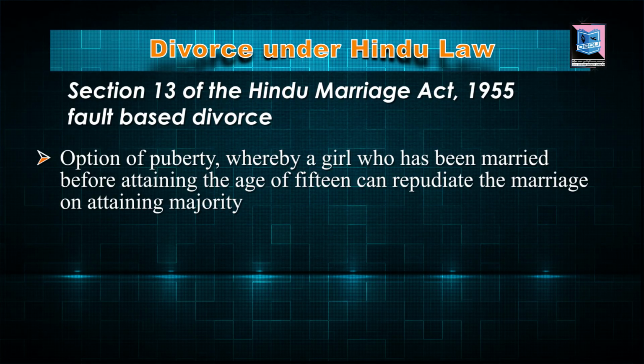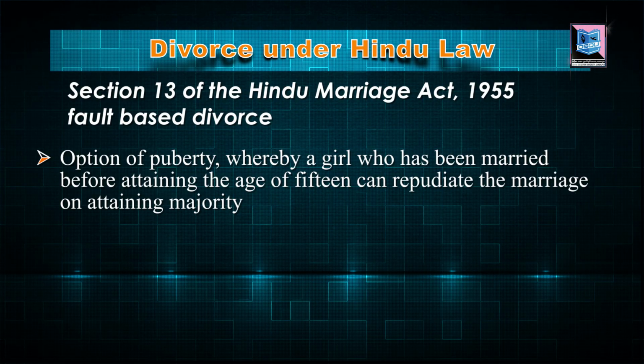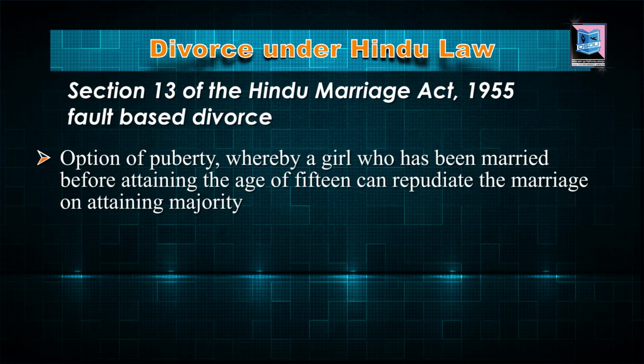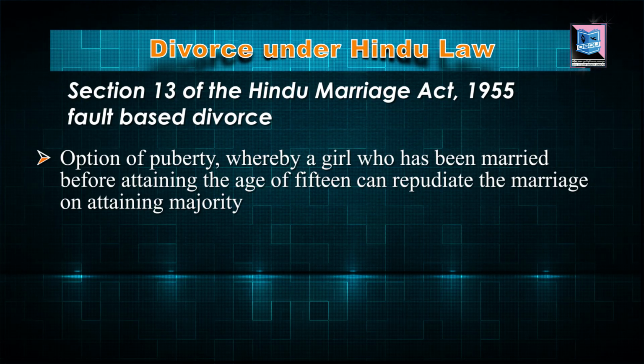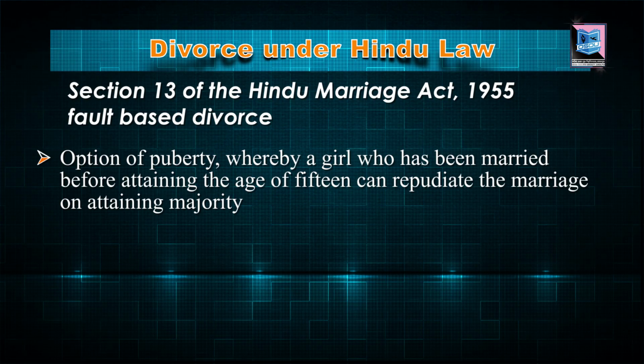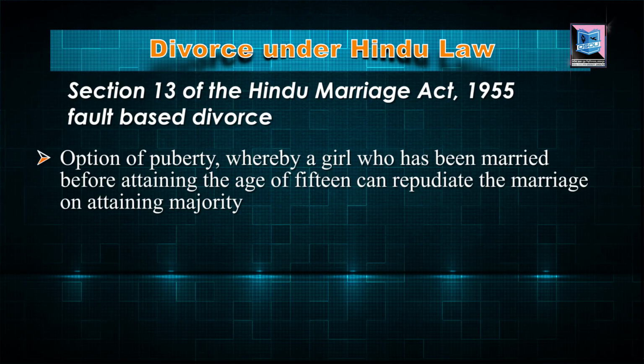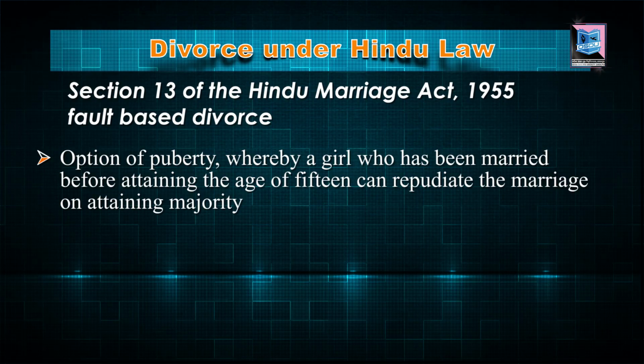To understand option of puberty: an option of puberty basically entails a child marriage, in which a girl has been married before attaining the age of 15 years. She can repudiate the marriage on attaining majority. So if a child marriage has been done before she attained the age of 15 years, she can repudiate the marriage once she attained majority. This is called an option of puberty, which is available under Hindu law.